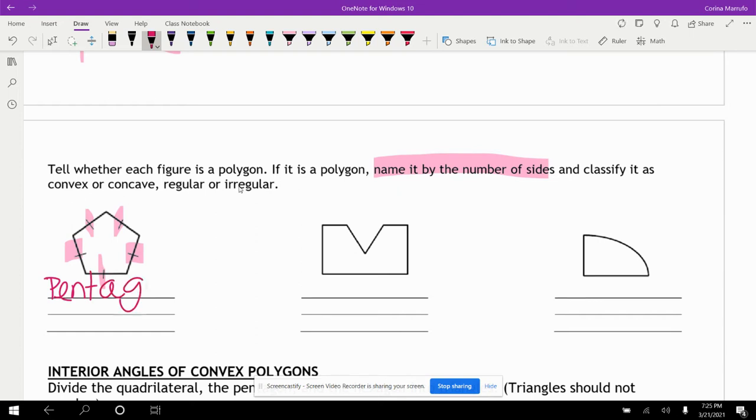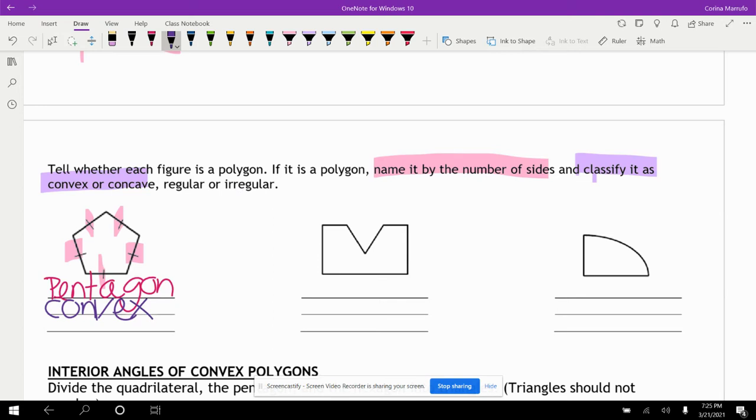Pentagon. Okay, and then it says classify it as convex or concave. So in this case, none of the sides collapse inside the figure, it doesn't cave in. So this would be considered convex.